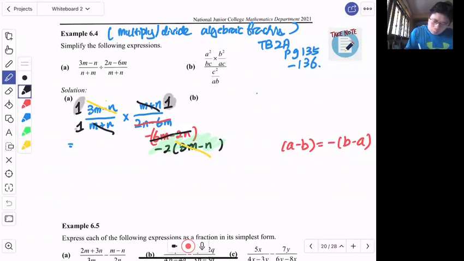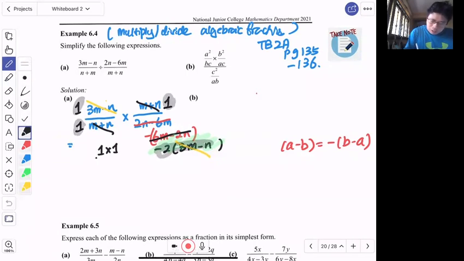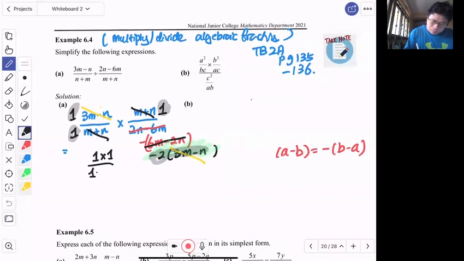1, 1, -2. Okay. So that's why my answer is just 1 times 1 left with 1 times -2. Very, very sexy answer. I'm just left with negative half. Okay so far?